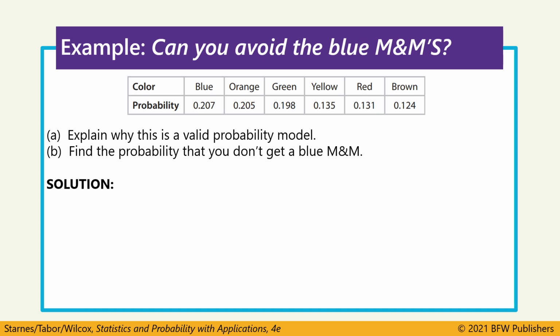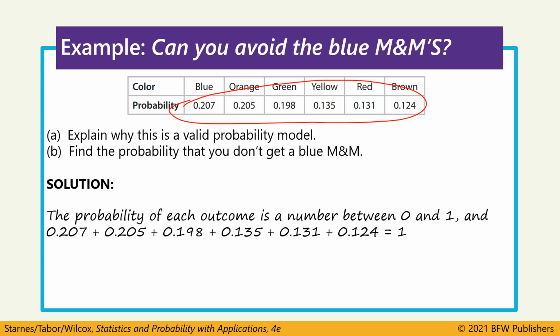So number one, we need valid probabilities, which is the case here because all of these probabilities are between 0 and 1. And next, we want to just make sure all of those add up to 1, which is the case here. Next, find the probability that we don't get a blue M&M.